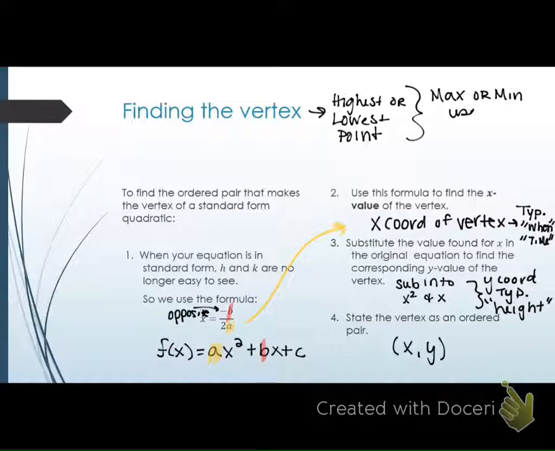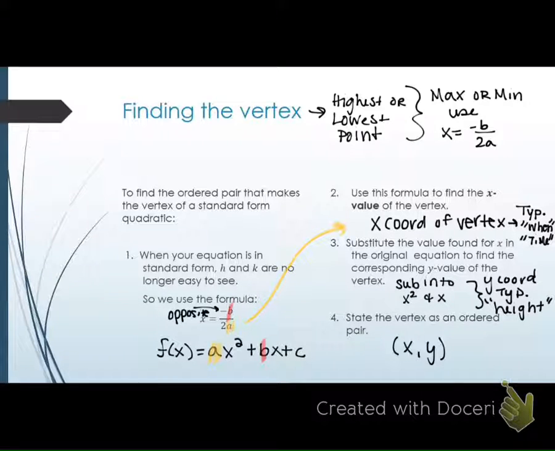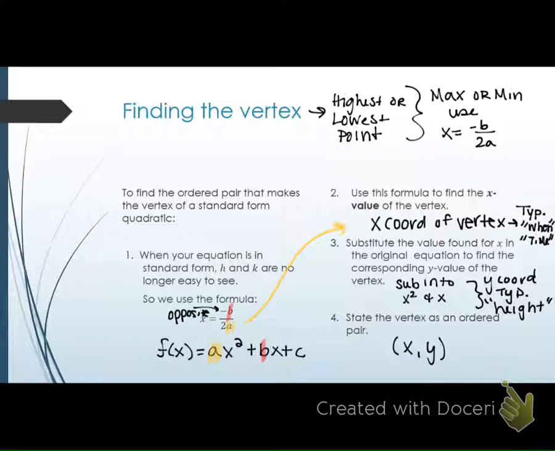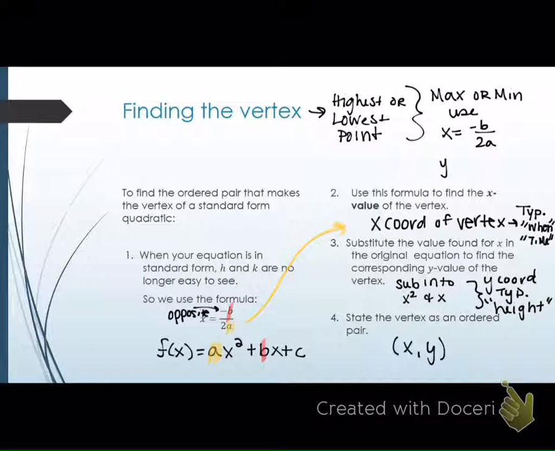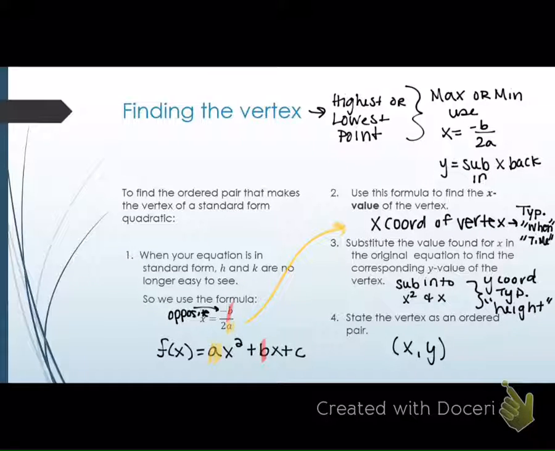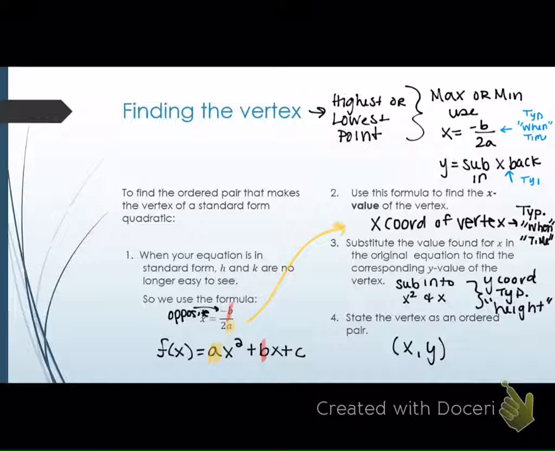you will use negative b over 2a. So if it ever asks you for that maximum or minimum, if it ever asks you to find the highest or lowest point in a word problem or any situation, you will use negative b over 2a to find x, and to find y, you will sub x back in. Remember, this is typically your when. And this is typically your height.